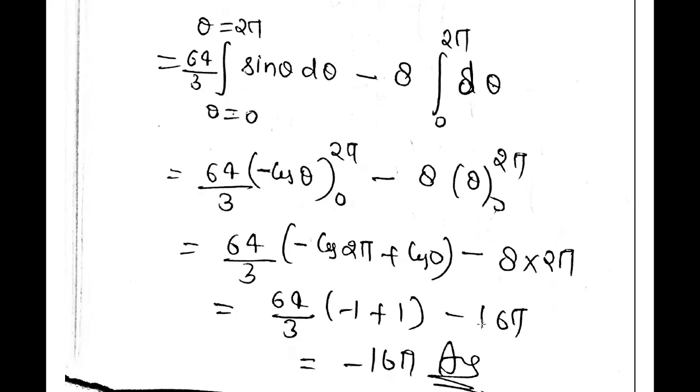Now you will calculate the left hand side, and you will get your answer minus 16 pi, right? If both sides are equal, then the theorem is verified, and the left hand side is also coming minus 16 pi. So do it yourself and do it correctly, right?